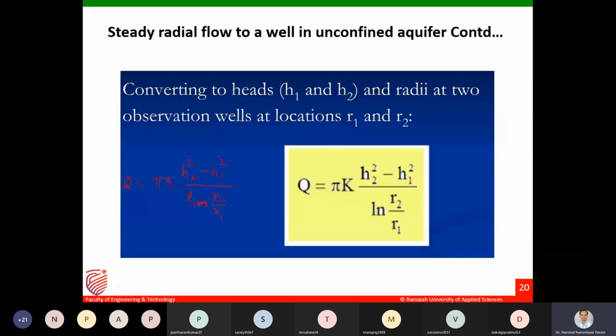So you should remember the equations for confined and unconfined aquifers in well hydraulics. In the next class, we are going to do the numericals on it. Okay, we'll stop here. If you have any doubts, you can ask. Otherwise, we'll end our class here.